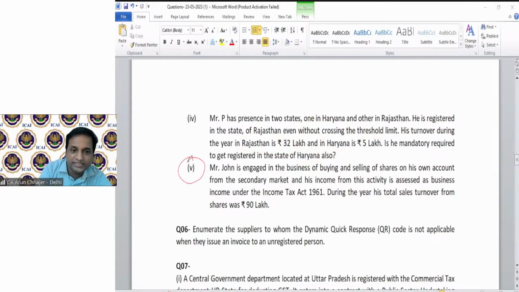Last, for the registration chapter: Mr. John is engaged in the business of buying and selling of shares on his own account from the secondary market, and his income from this activity is assessed as business income under the Income Tax Act. During the year, his total sales turnover is 90 lakhs.